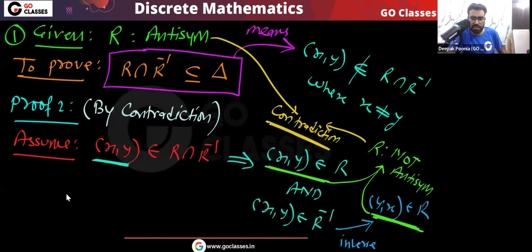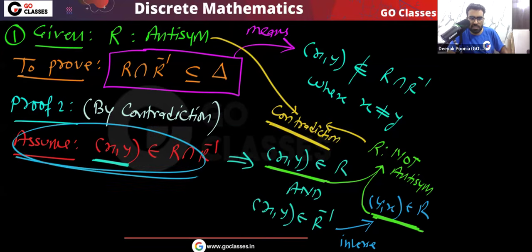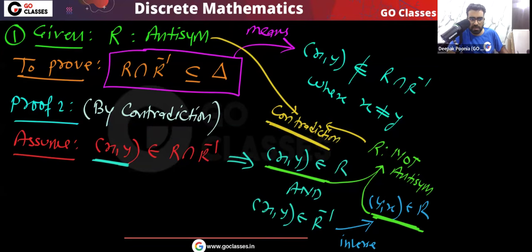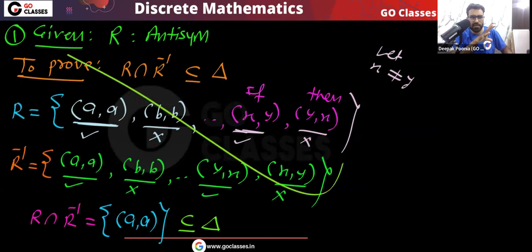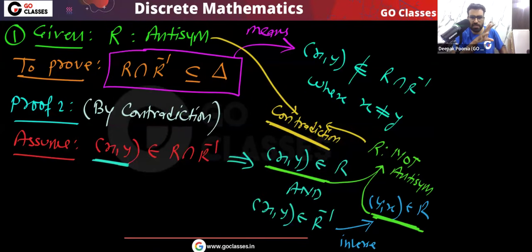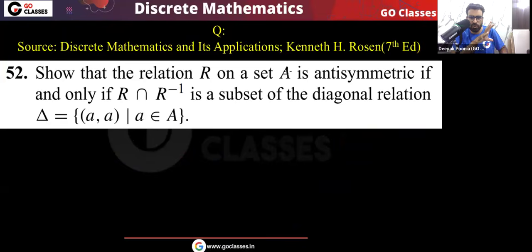So because there is a contradiction here, it means our assumption is wrong. What does it mean? It means that this type of pair cannot belong to R intersection R inverse. And that is what we wanted to prove. I hope you understood. Don't worry if you did not understand this one. If you combine this idea and that idea, you can easily understand what this question 52 is saying. I hope it is clear.